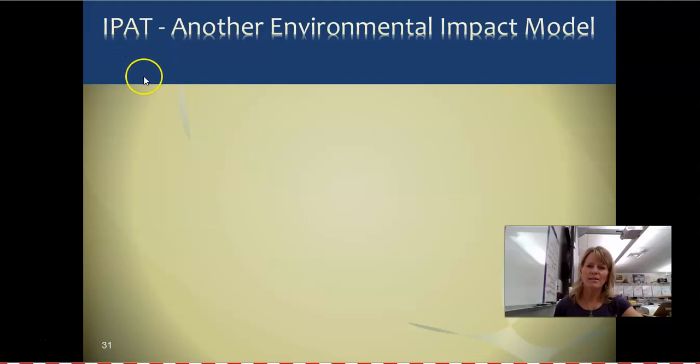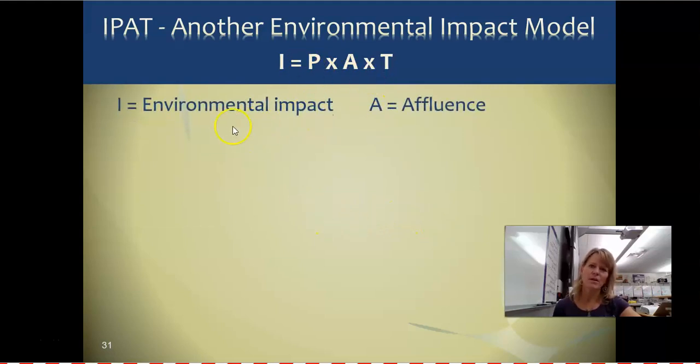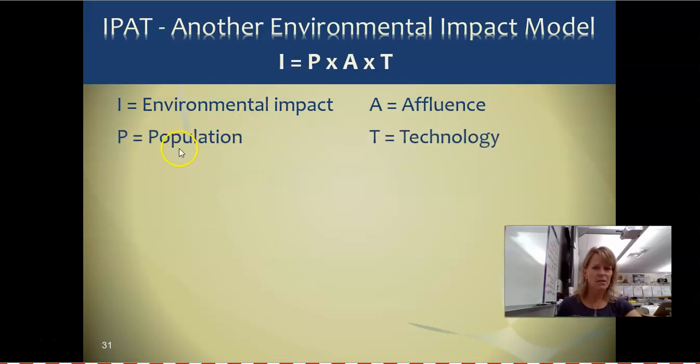Okay, you need to write down this formula. I = P × A × T, and here is what those stand for. I is impact. Your environmental impact is equal to the population times affluence times technology. So when you think of what affluence is, that one might stump you. Think money. If you are affluent, you're very wealthy.